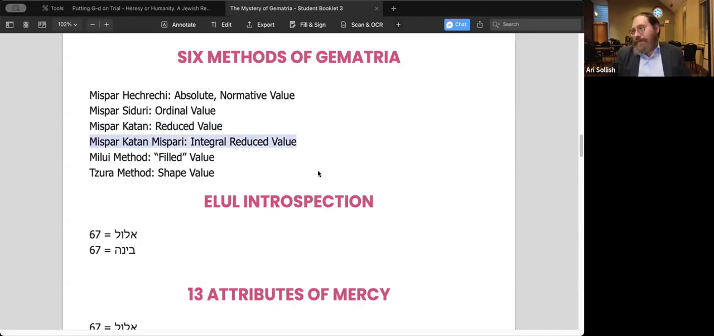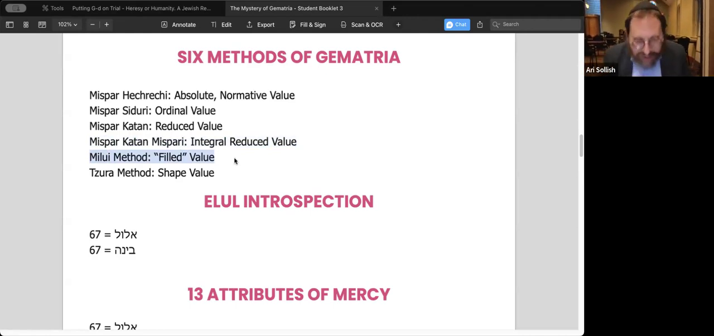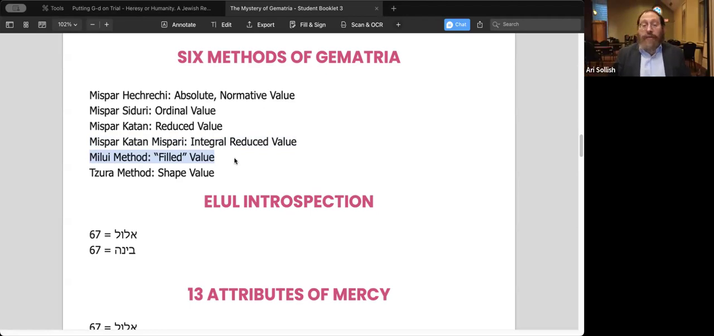Mispar Katan Mispari, that's where you start adding the numbers together. You do the normal Gematria, and then you add the digits together again and again if needed until you get to a single digit. Milui method, number 5, is where you look at how you spell the spelling of the letters themselves. If you have the letter Aleph, it's not just 1. Aleph is 111. Aleph plus Lamed plus Fei equals 111. In other words, you are looking at the way the letters, not just the words, the letters are spelled as they are pronounced.